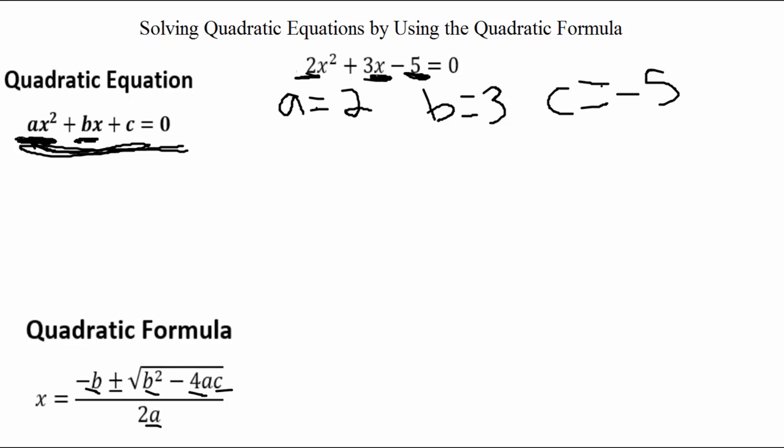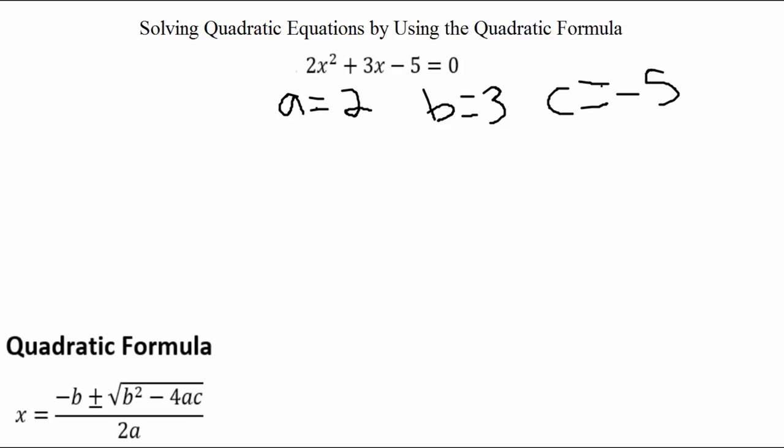Do be aware that with certain examples you're given, you could possibly be missing one of those terms. Maybe the middle term is not there. If you have a situation like that, then that just means you'd have a 0 for that. So let's pretend this was just 2x squared minus 5 equals 0. Well, my b would be a 0 for that example. So just be aware that that could happen.